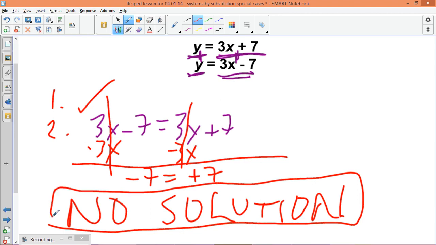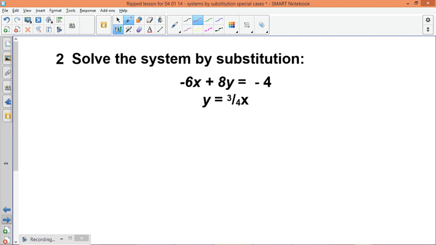This is exactly the same thing. When I get a false statement, I have to write no solution. Let's do another one. Solve the system by substitution. This one's not quite so easily transparent what the answer is going to be, but nevertheless, we follow our steps.